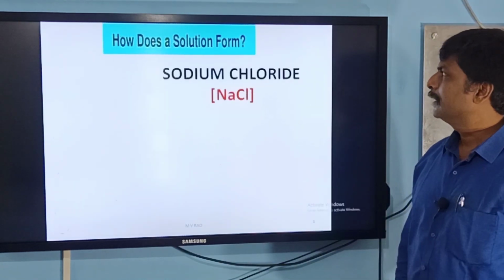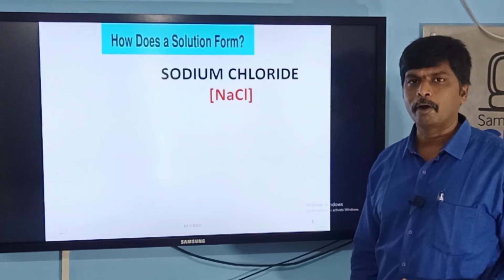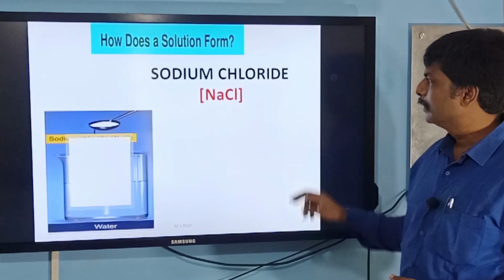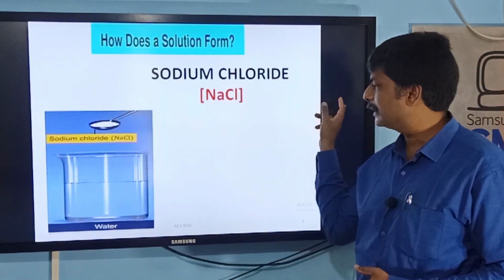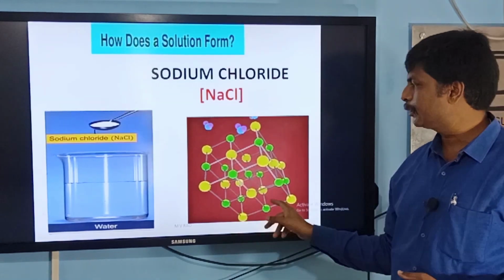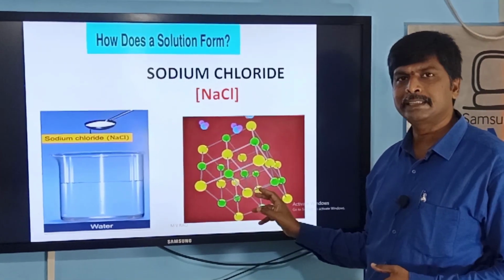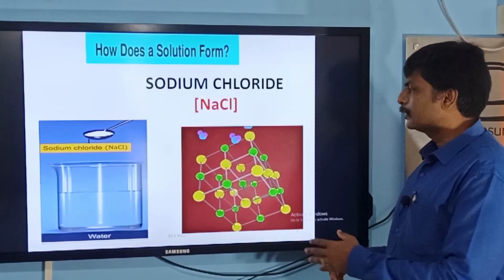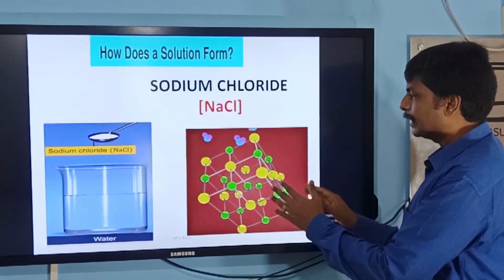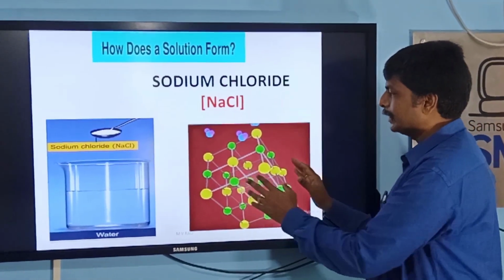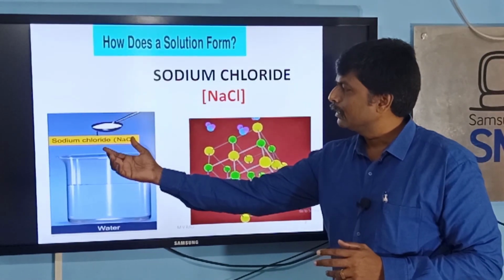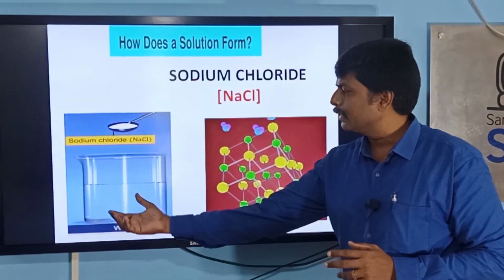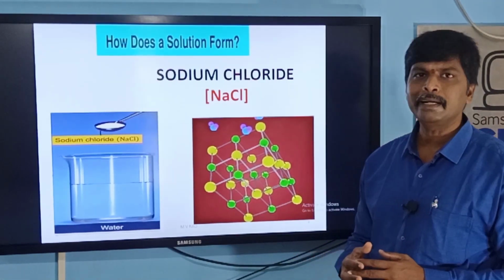So you take one solute, sodium chloride. You know sodium chloride, salt. The formula is NaCl. It has a face-centered cubic structure like this, FCC. In sodium chloride, sodium and chloride ions are arranged in this way in the FCC crystal. You take sodium chloride salt and drop it in a beaker containing water.